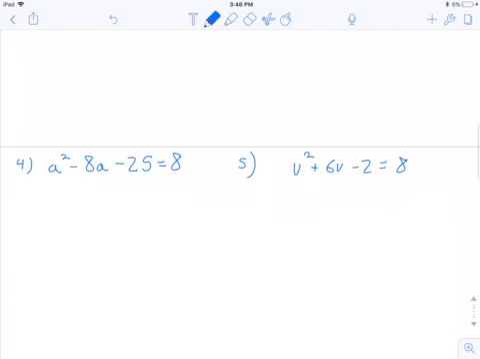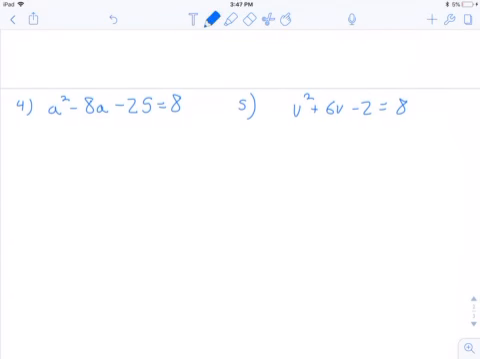Let's see if you can do these two. Maybe pause the video and try number 4 and then play it to see if you got the same answer. All right, let's see if you got it right. To complete the square, we notice that the leading coefficient is 1, so that's good. We can now make room by adding 25 to both sides.